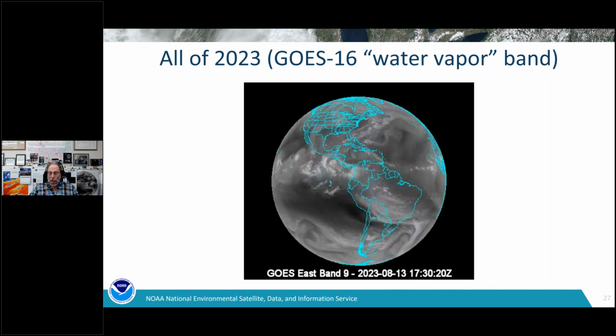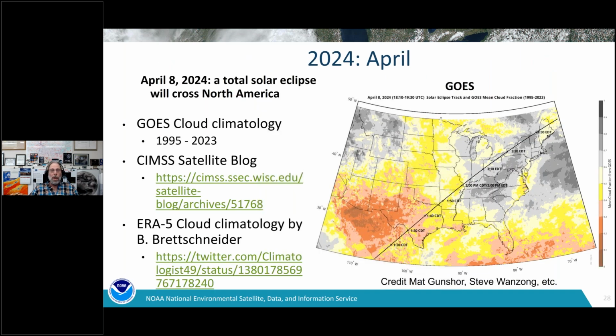I promised a glimpse into 2024. So we'll talk about two things. Number one, the total solar eclipse. And the path is shown here. Basically Texas up through the northern part of New England.